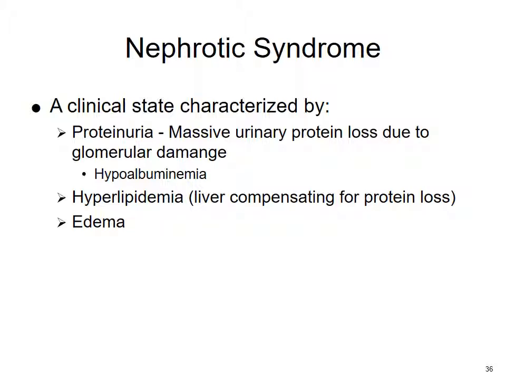Nephrotic syndrome. Nephrotic syndrome is a clinical state characterized by massive protein loss due to glomerular damage. So massive protein loss, so there's going to be protein in the urine, there's going to be proteinuria, there's going to be a drop in the serum, the blood protein levels, so that's hypoalbuminemia, low albumin levels. Albumin is our blood protein measurement.